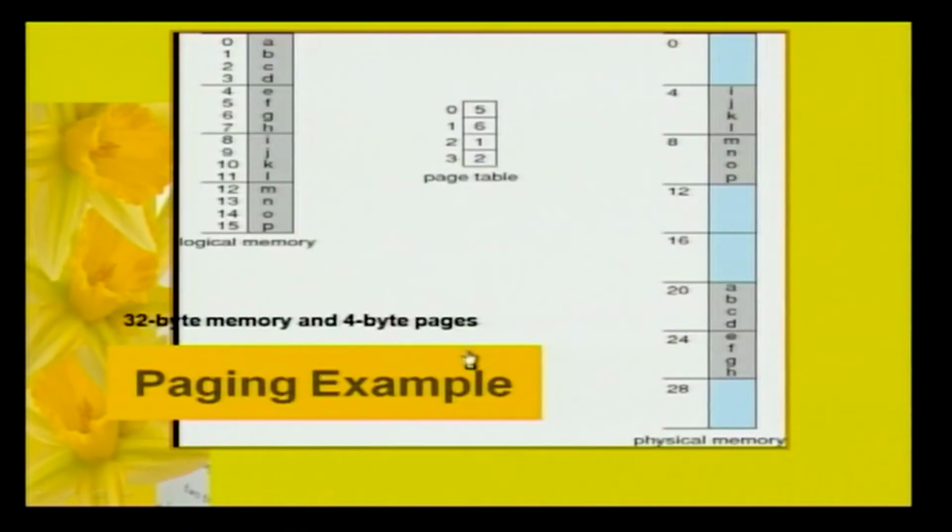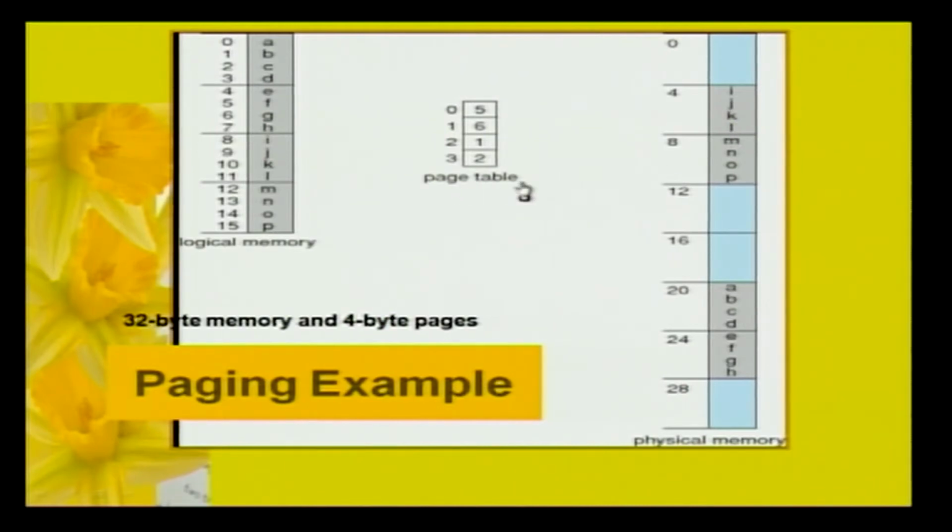This is an example of paging. Here the example gives you a 32 byte logical memory and a 4 byte frame. This is similar to the one we discussed previously. Here, assuming this is a frame, every frame has a certain sequence of addresses. Here this is the second frame: frame 0, 1, 2, 3, 4, 5, 6, 7. There are 8 frames and every frame has a set of 4 addresses. The second frame has the addresses I, J, K, L.